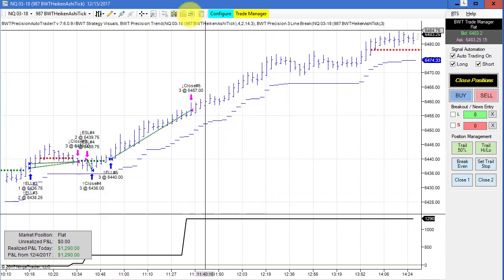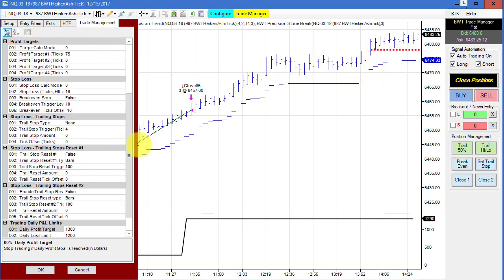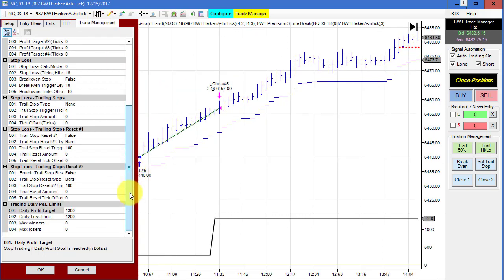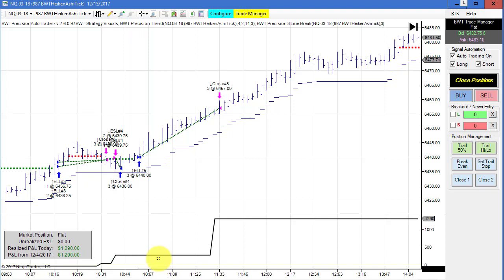And this one did 1290 for the day. I believe the goal is 1300. As you can see here, loss limit is 1200. And I'm going to start showing the name of our template that we're using. So here's our template for this chart.